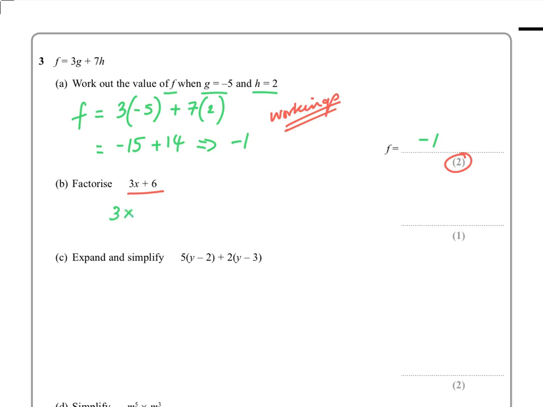Well, that's 3 times x plus 3 times 2. So 3 will be the common factor. So you'd have 3 lots of x plus 2, and then multiply that out to check. So you've got 3x, and 3 times 2 is 6. So there's the answer, 3 lots of x plus 2.